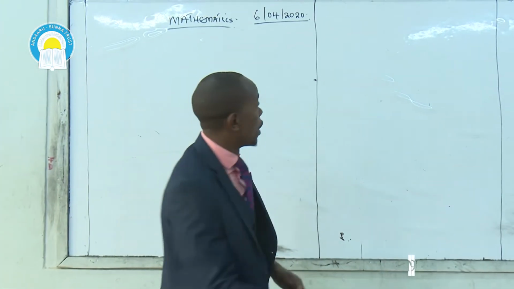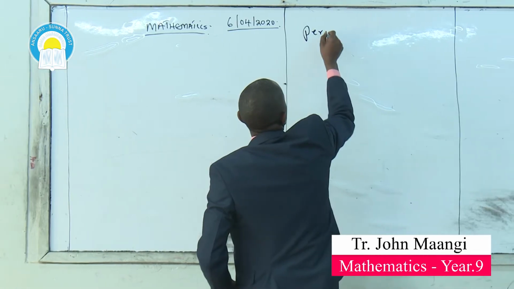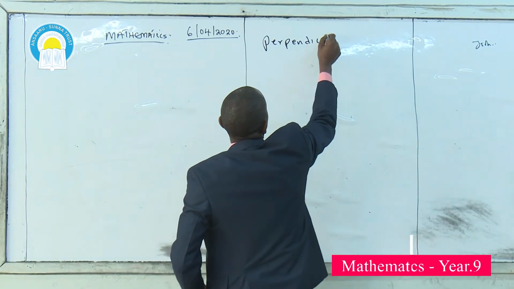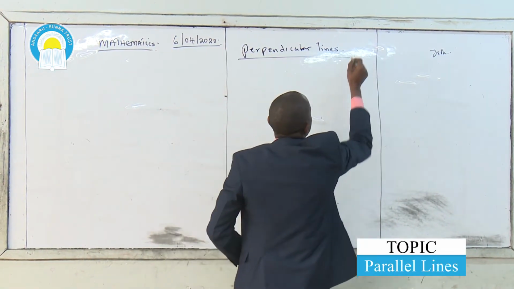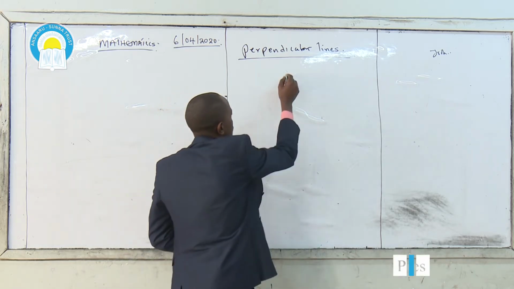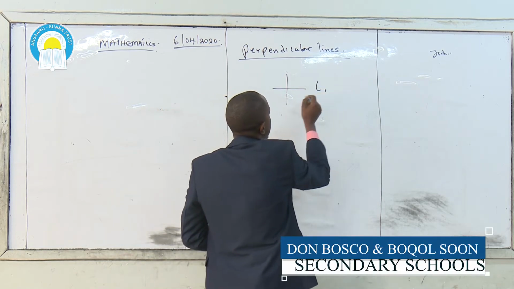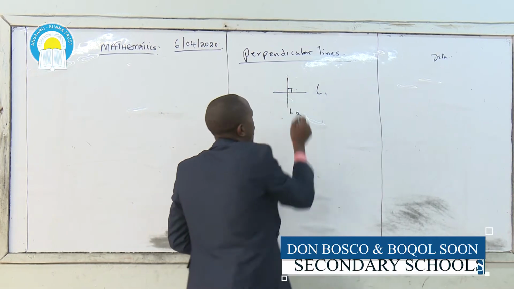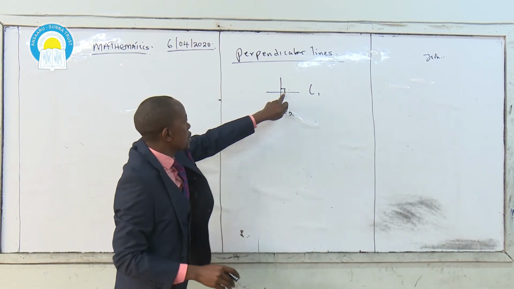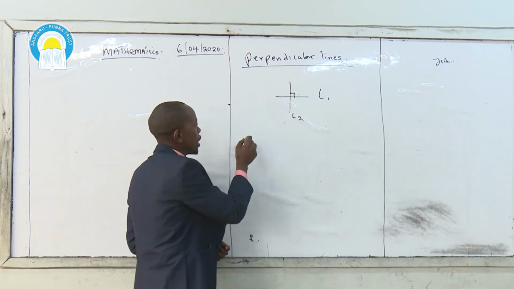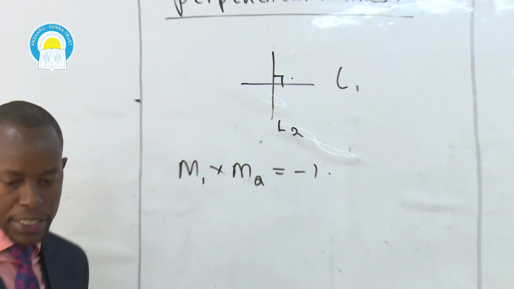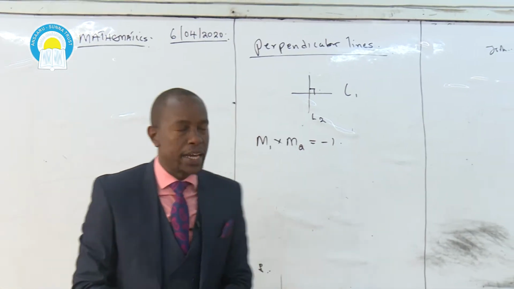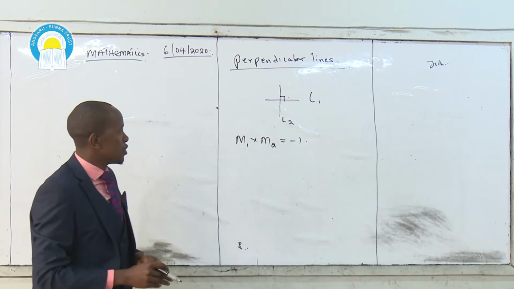In the last class we were dealing with perpendicular lines, where we said that these are lines that bisect at 90 degrees. The lines which bisect at 90 degrees, the product of their gradients is -1. The product of the gradients is -1.